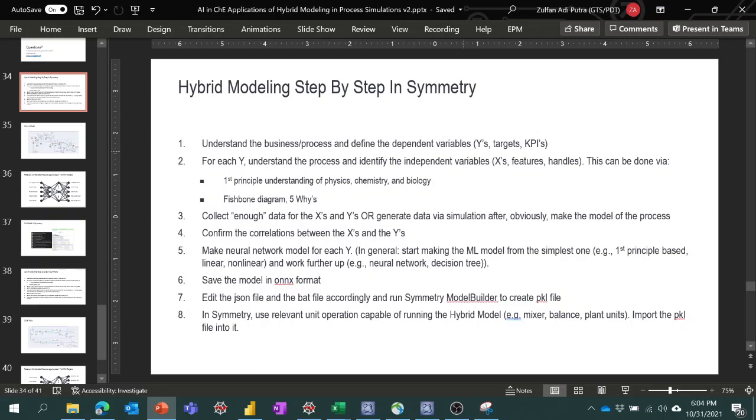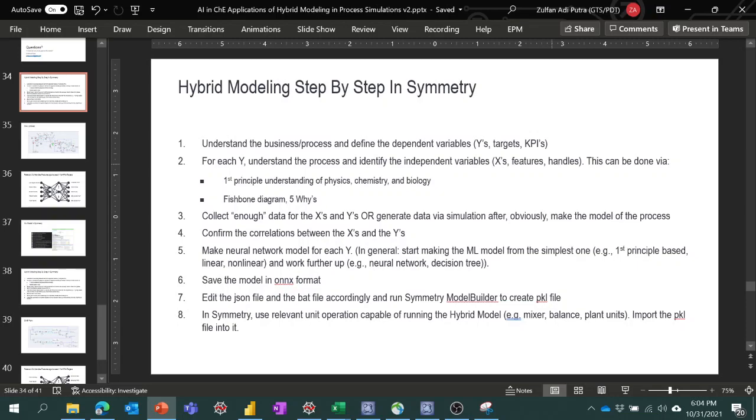What are the dependent variables, or the Y's, or the targets, or the KPIs, the key performance indicators, things that we want to improve or solve. And then for each of these Y or targets or KPI, we need to understand the process itself. We need to be able to identify what are the independent variables, the X or the features or the handles or whatever you want to call it.